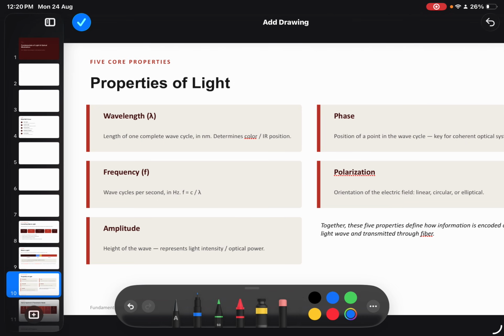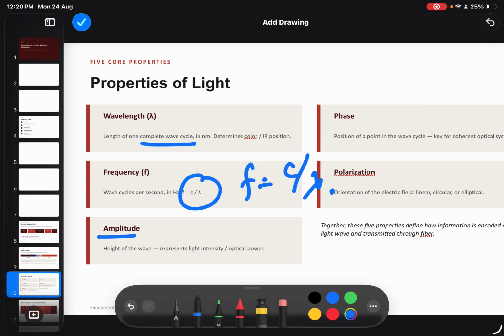Now in the properties of light, we define something called a wavelength. So what is a wavelength? This is basically the length of the cycle when the light travels, when it completes one entire wave. So that is your wavelength. Frequency is nothing but cycles per second. So frequency is c by lambda, where c is the speed of light in vacuum.